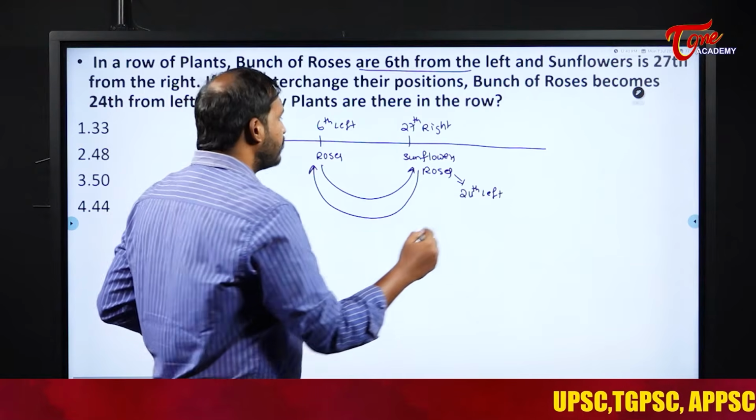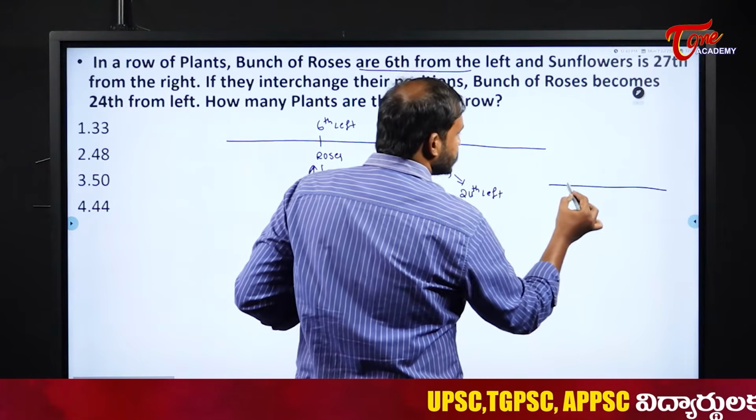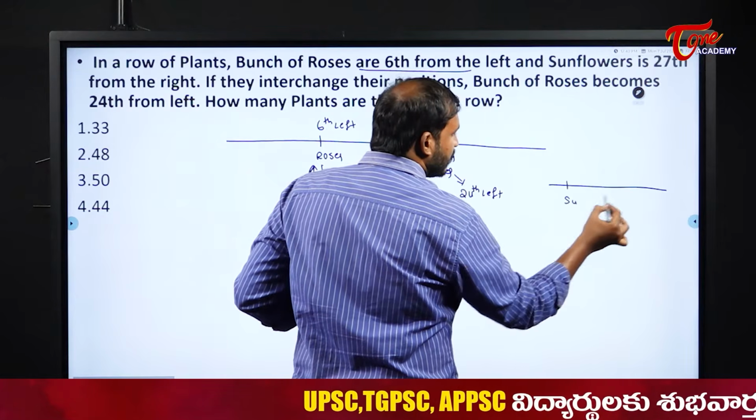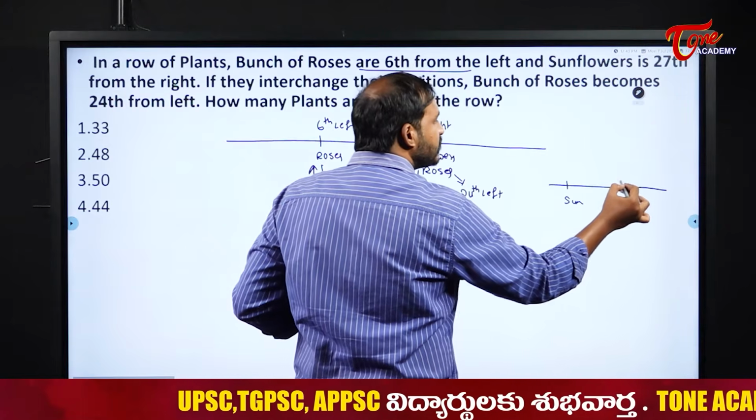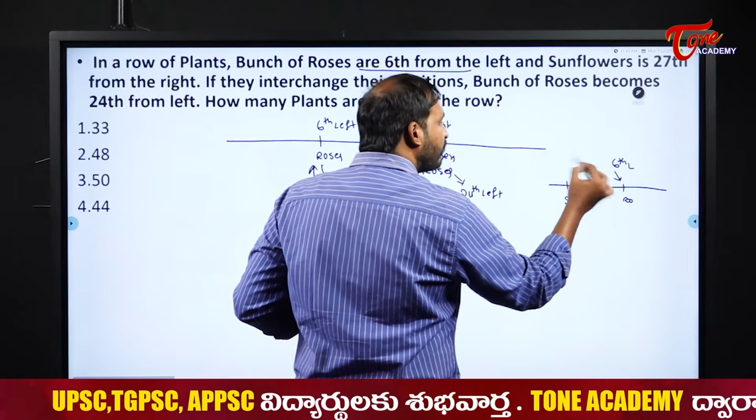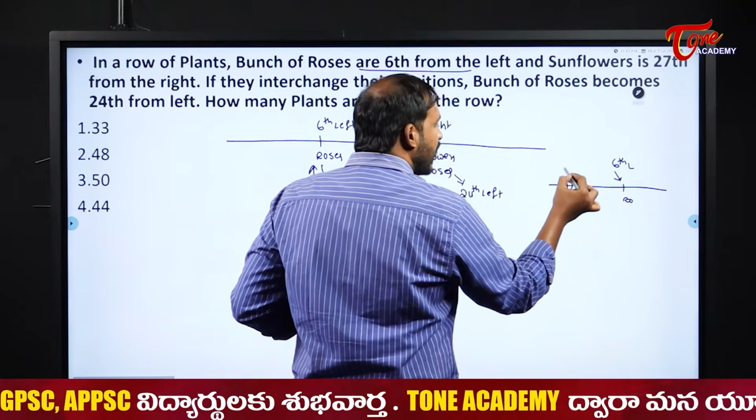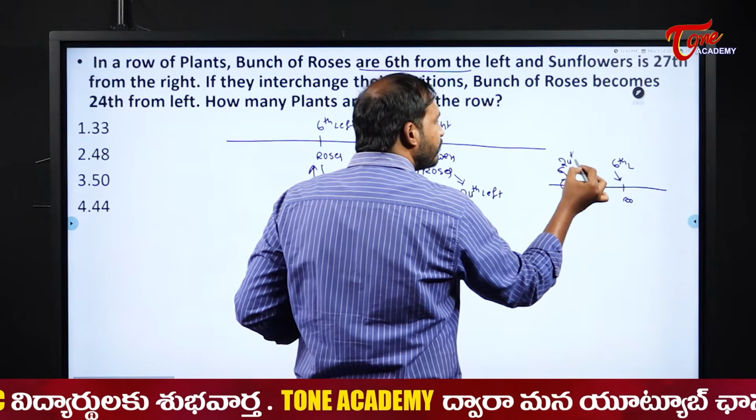Don't think otherwise. For example, if I assume in this manner, students, what happens? If I assume sunflower here and roses here, before interchanging, roses was what? 6th from left. And after the interchanging, roses will come here. And will it become 24th from left?